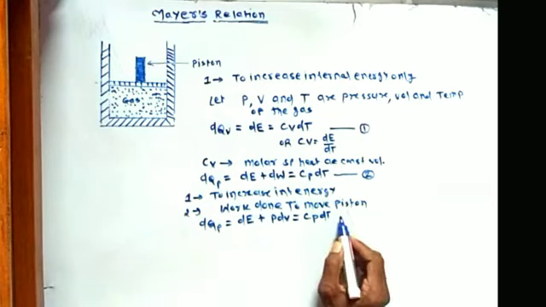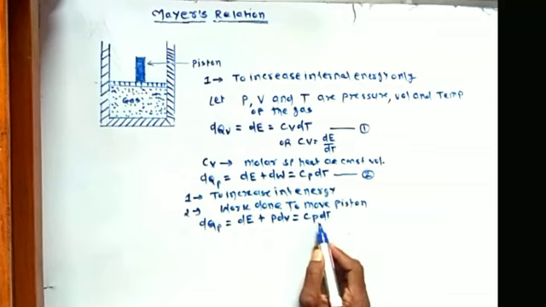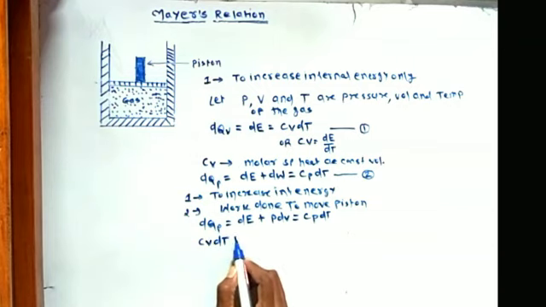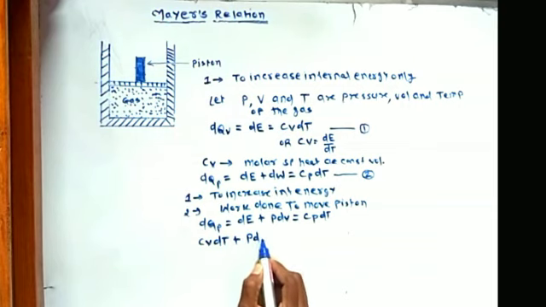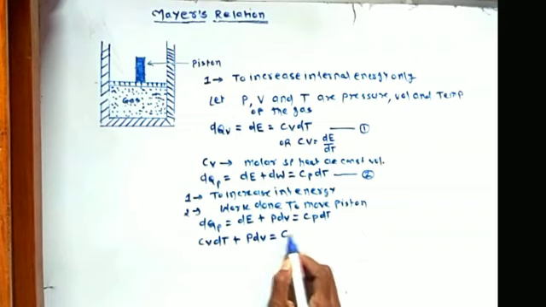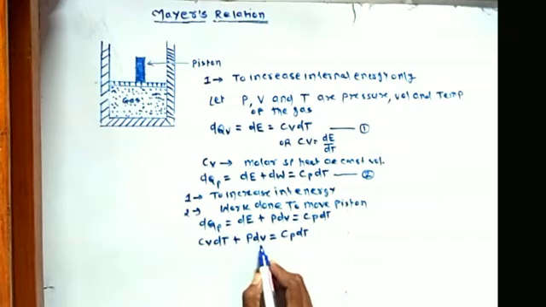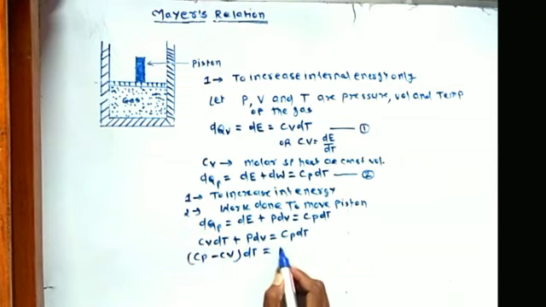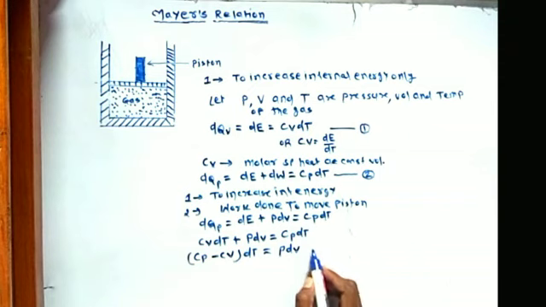So by using equation 1, equation 2 becomes Cv dT plus PdV equal to Cp dT, where dV is the volume change, or (Cp minus Cv) dT equal to PdV. This is our third equation.